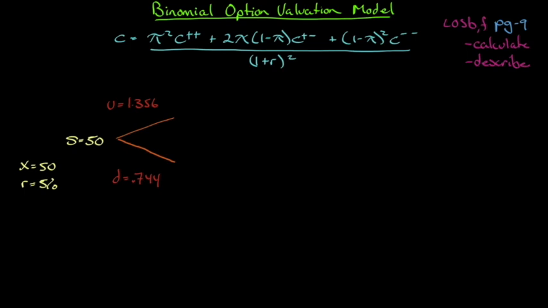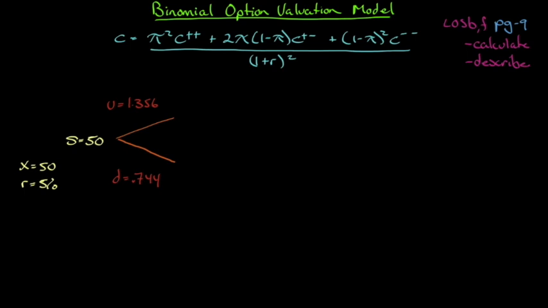Well, on that last example, we calculated the call prices moving backwards to finally calculate the call price at time 0. We can also calculate the call price directly if we know what the values of the calls are at the end of time period 2. If we know C++, if we know C+-, if we know C--, we don't have to calculate the intermediate steps. We can go right to step 1 to calculate it using this particular formula. So here's our scenario. The stock price is 50. We have a strike price at 50. Interest rate is 5%. U is 1.356. D is 0.744.